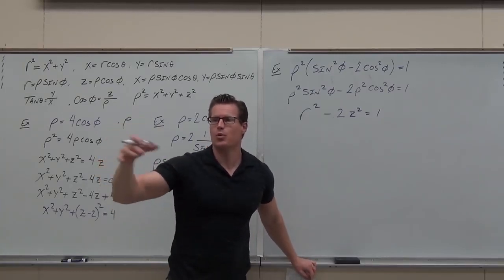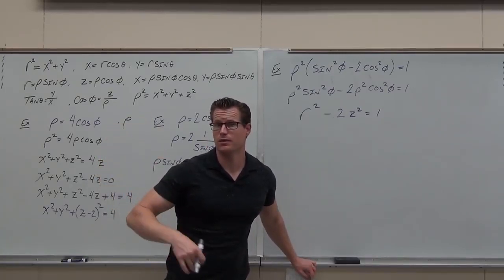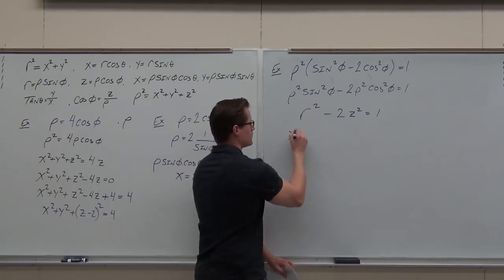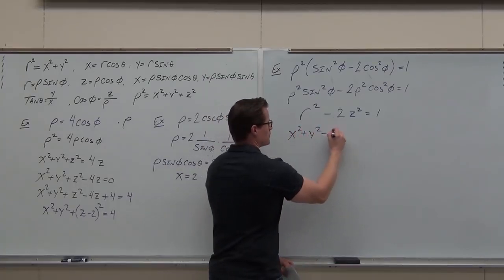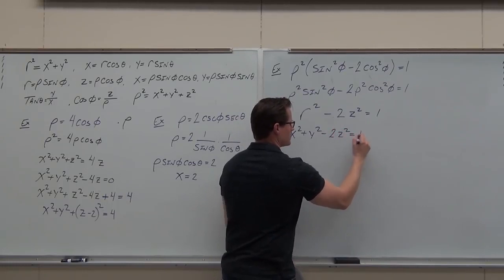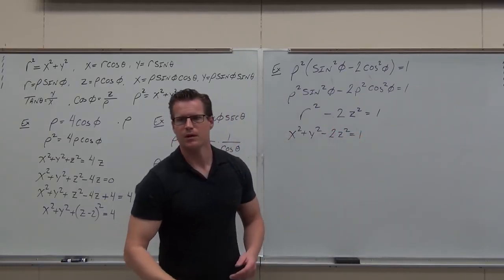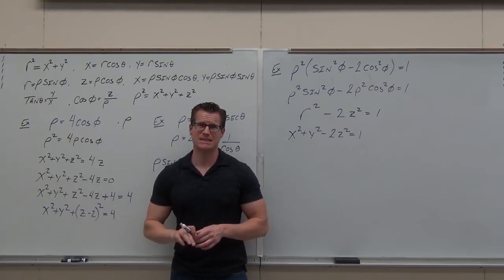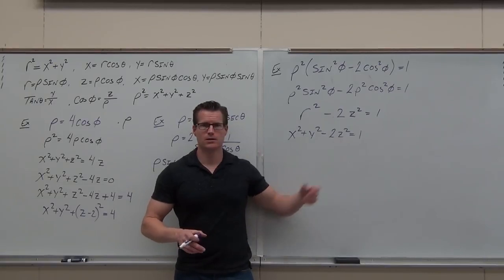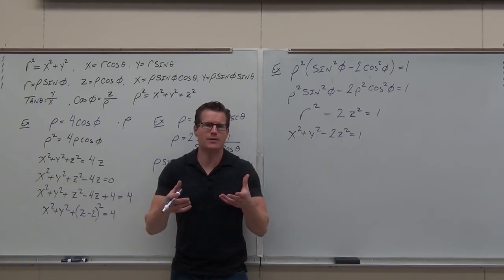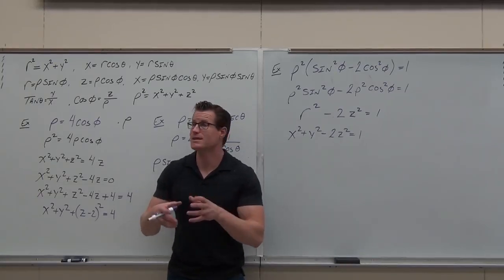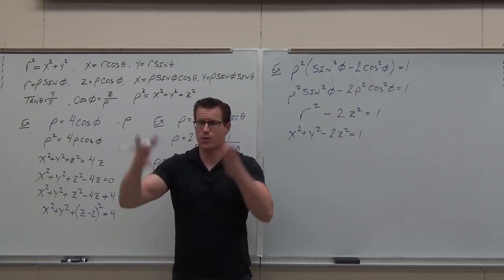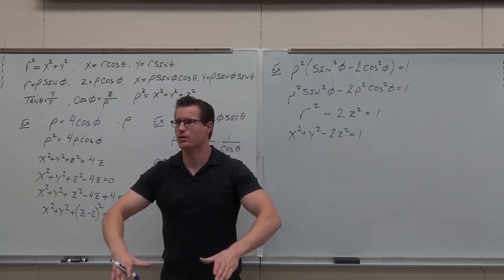Use that stuff. But wait, I want rectangular. What's r squared? Quickly, how many variables? All squared. One negative with a constant, what is it? One-sheet hyperboloid along the z. Do I know what it looks like? No, I'd have to do a little more work than that, but at least I know what the shape is. It's this hourglass along the z.